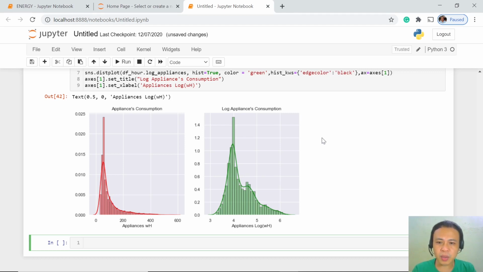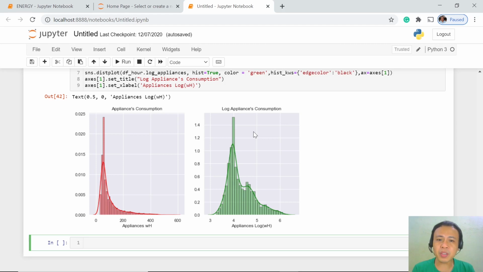As you could see, there is really a great difference. In this histogram, we could see that our data is really skewed. In comparison, with this transformation, we could see that the skewness is lessened and our distribution is more or less symmetrical. And maybe you would like to ask me, why is it that we really have to transform our data from this one to this one?